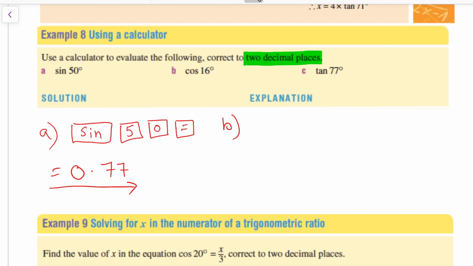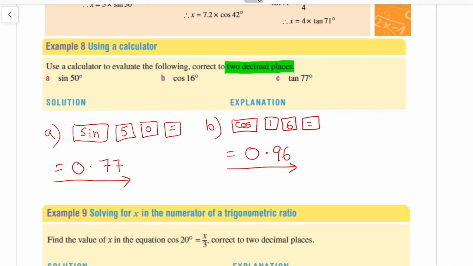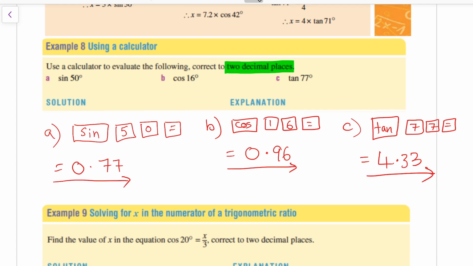All right, for B, same thing. You now press the cos button, 1, 6, and equals. So cos 16 degrees is what we're calculating, and the answer you should get is 0.96. Brilliant. C's the same, except now we're pressing the tan button. So tan 77 equals, and the answer you should get to 2 decimal places is 4.33. Brilliant. Hopefully you got that with ease using your calculator.